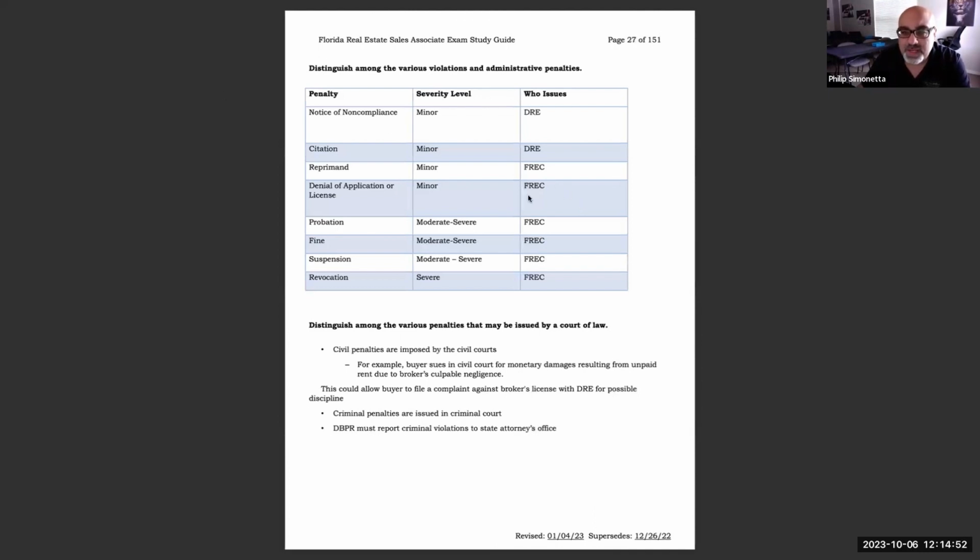So I want to go over, remember we had this little spreadsheet in our course that we created. So you got to remember, these are the penalties, right? Remember you asked me about the notice of noncompliance. Remember in the practice exam, we were talking about that? Yes. So the most minor is notice of noncompliance by the Division of Real Estate. The citation is minor by Division of Real Estate. Reprimand, minor by FREC. Denial of application or license, minor by FREC. Probation, you're getting more serious, right? By FREC. Fine by FREC. Suspension by FREC. It's pretty severe. Revocation is done by FREC. Okay.